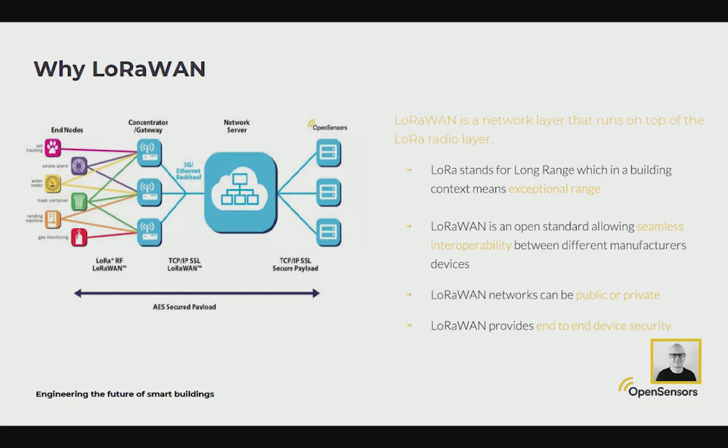LoRa is an open standard, which basically means that different manufacturers can create devices that sit on a network, and these will fully interoperate. We exploit that. We use a range of sensors from different manufacturers. LoRa networks can be both public and private. By public, we mean a system operated by Vodafone or 3 or any of the network operators around the world. We operate a private network, which means that we have full control from the sensor through the gateway onto the internet or an on-premises server. And finally, LoRaWAN provides the key requirement of end-to-end device security.